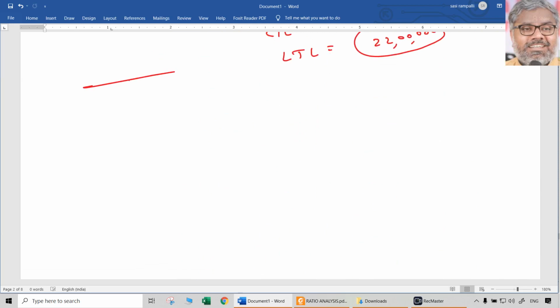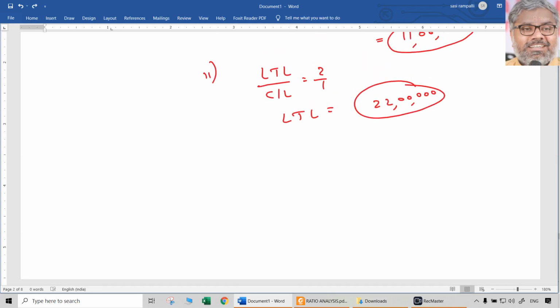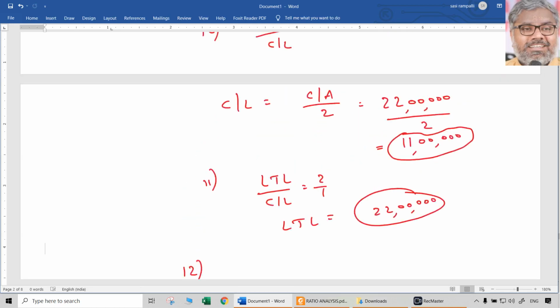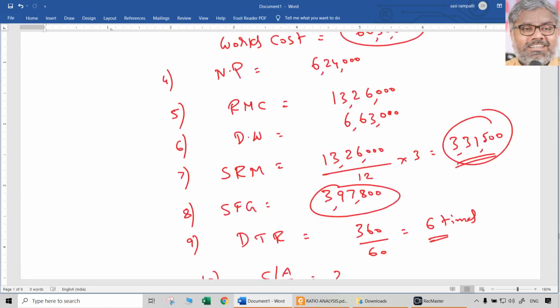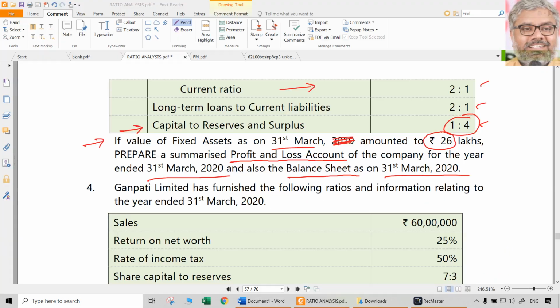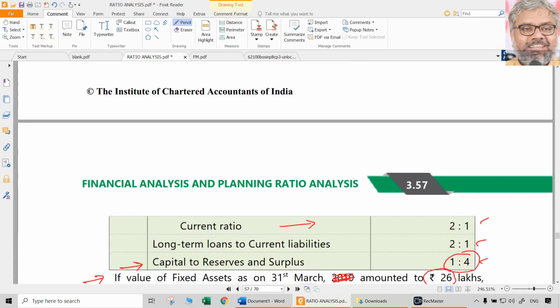You are not going to just say, okay, this is P&L account, sales, net profit, remaining is all expenses. No, not like that. As detailed as possible, you have to prepare everything. For that purpose, we need to know the breakup of the current assets also. What is the breakup of separate current assets? That can be found out as well here. How is that possible?